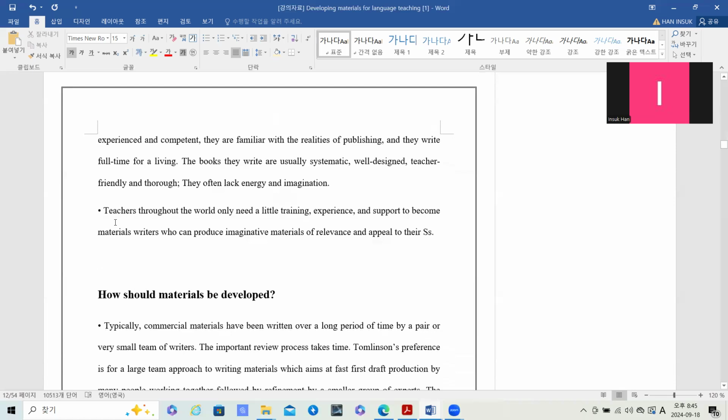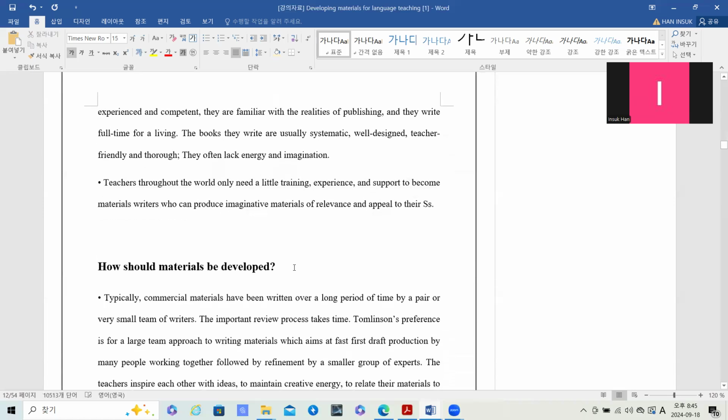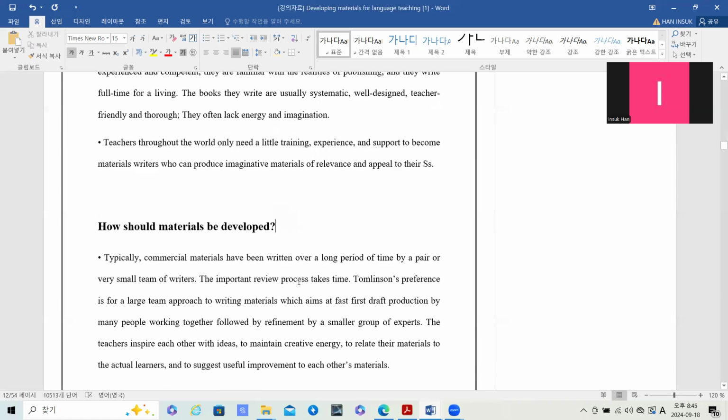So I believe you can also become very good, very effective material writers for your students, sometimes by accumulating more different experiences in teaching and sometimes in writing. You also can develop your own materials or some course books. And also, if you have some good chance, you can publish your own ideas.